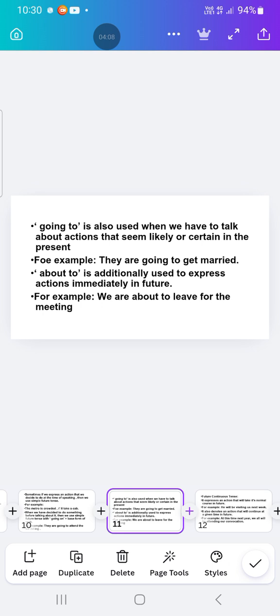Going to is also used when we have to talk about actions that seem likely or certain in the present. For example, they are going to get married. About to is additionally used to express actions in immediate future. For example, we are about to leave for the meeting.